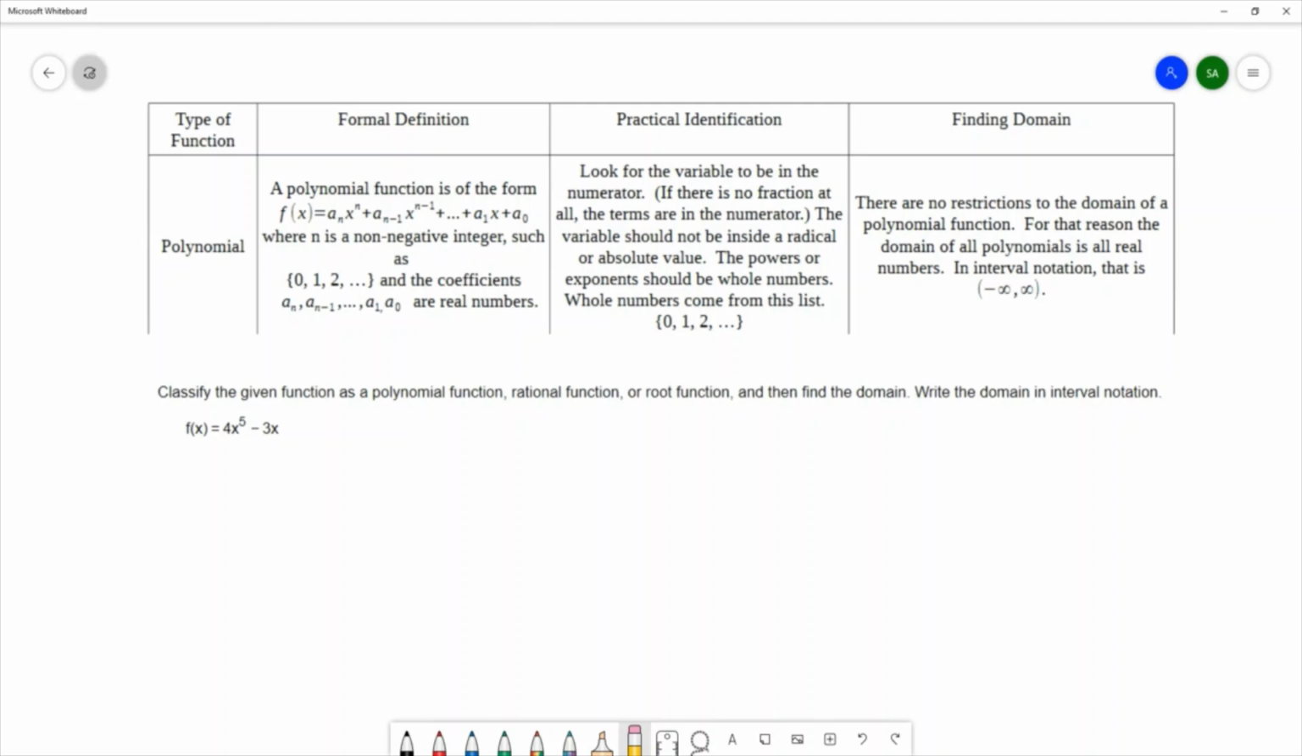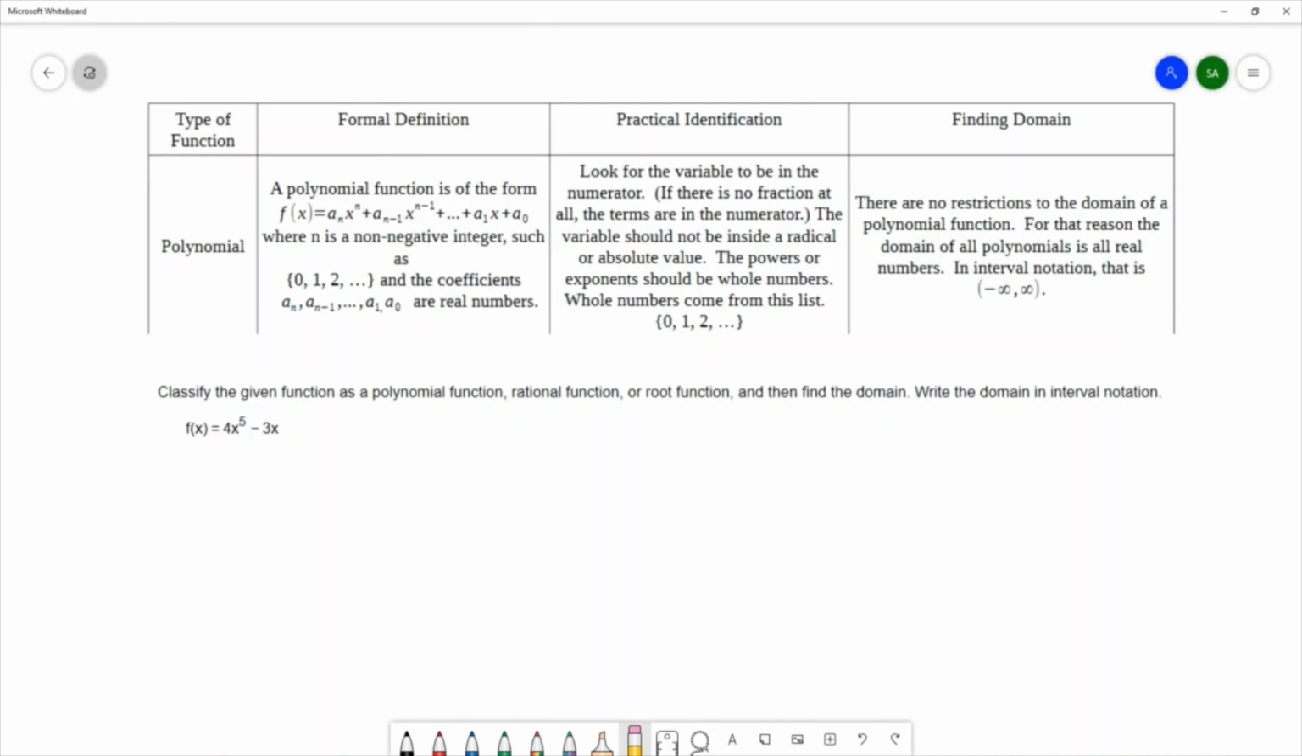So I thought I'd pause for a minute to make sure you understand what a polynomial function is. A polynomial function is one of the form f of x equals a sub n x to the n plus a sub n minus 1 x to the n minus 1 plus and so on, until you get to a sub 1 x plus a sub 0. And this is where n, being that power on the variable, is a non-negative integer.